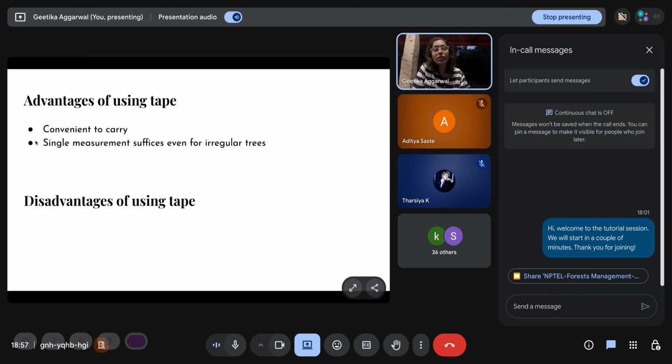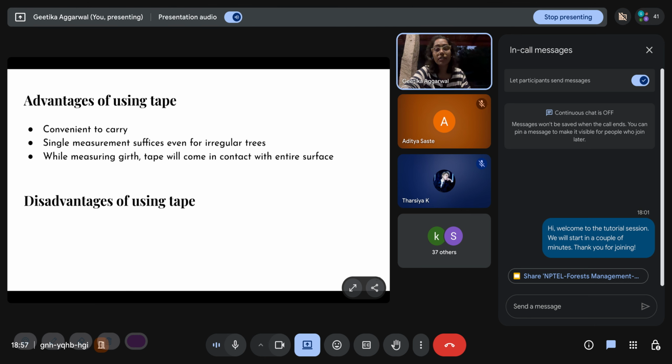In the tape, a single measurement suffices even for irregular trees. Even if your tree is not circular and has different wavy structures or is ellipsoid or something, one measurement will be fine. But if you're using a vernier caliper to get the tree diameter for an ellipse, you'll need to take multiple measurements, one at the major axis, one at the minor axis, and then only you'll arrive at the diameter of the tree. So a single measurement here suffices.